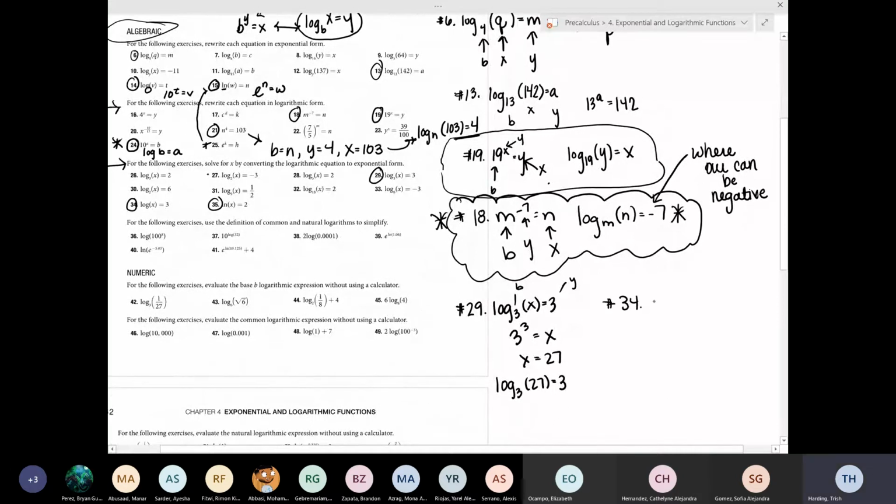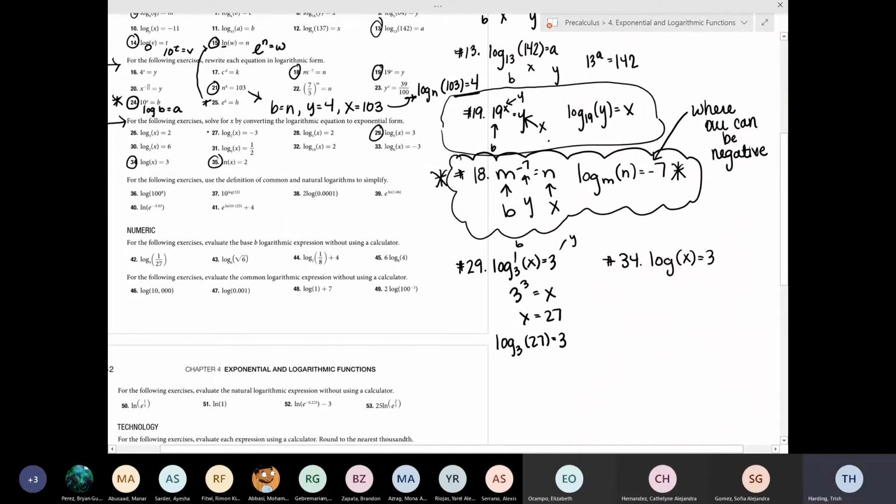Number 34. Log x equals 3. Notice how we don't have that base. That's because it's a 10. This is a common log. So that's 10 to the 3 equals x. X is going to equal 1,000. So that means that the common log of 1,000 is 3. So that would be 10 to the power of 3 is 1,000.